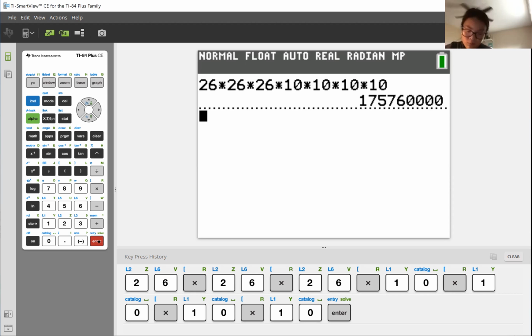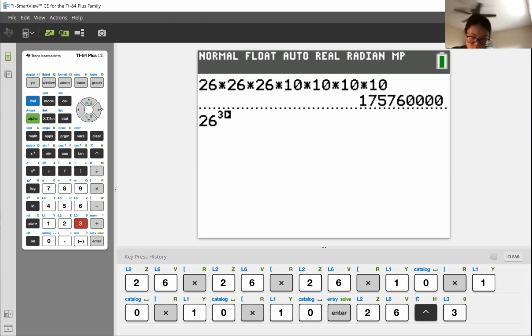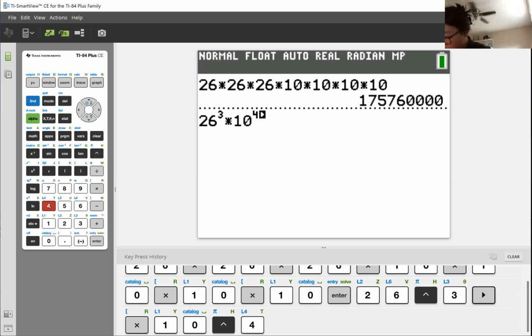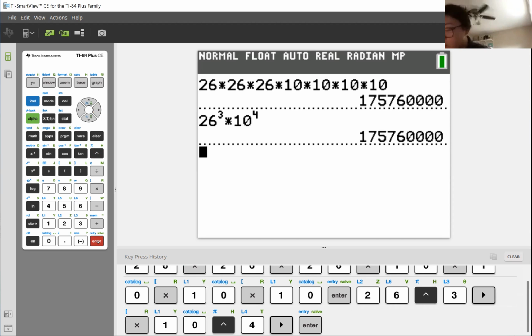And I said this is the long way because we could use exponents. 26 times 26 times 26 is 26 to the third power. And 10 times 10 times 10 times 10 is 10 to the fourth power. So we could have done it that way as well. We come up with the same answer.